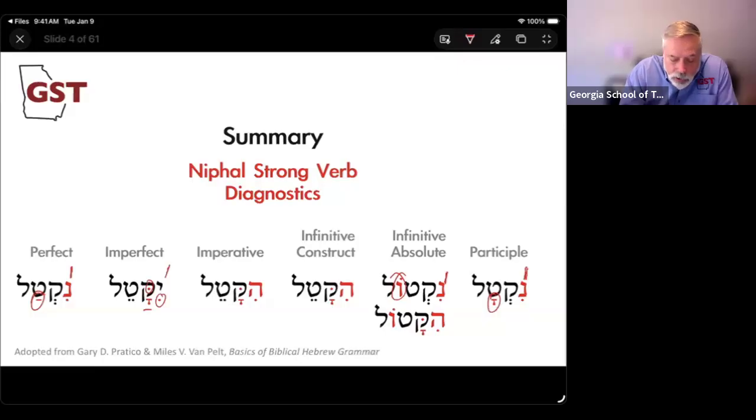To maintain these diagnostic features, we include this hey in the imperative, the infinitive construct, and in one form of the infinitive absolute. That's all that's happening. That's it. Okay? In my perspective, it helps to know what's happening and why, so that as you begin to, like a detective, try to figure things out, if you have in the back of your mind some of the things that do occur, then it's easier to dissect what's really going on. And so anyway, that's our review.